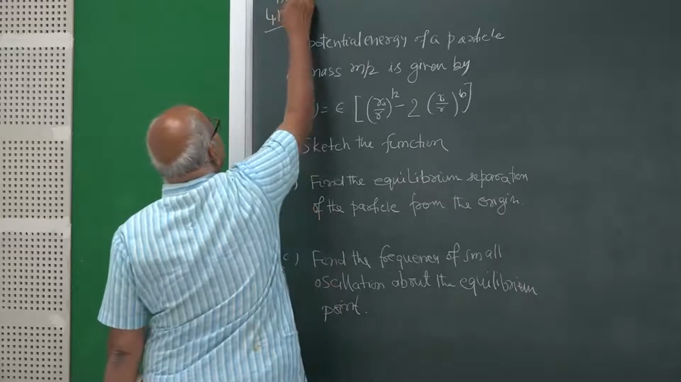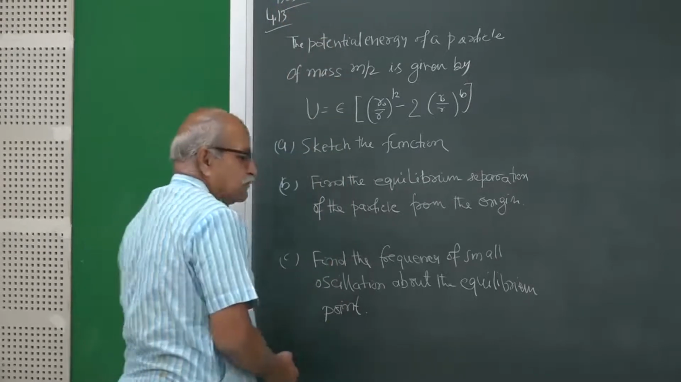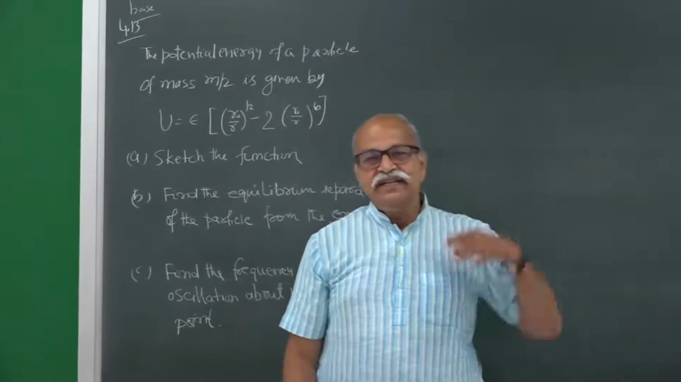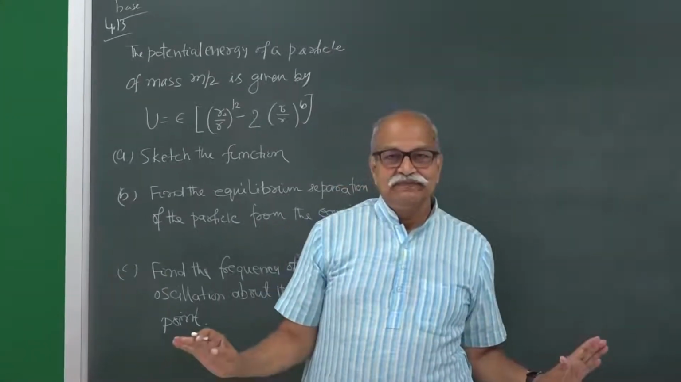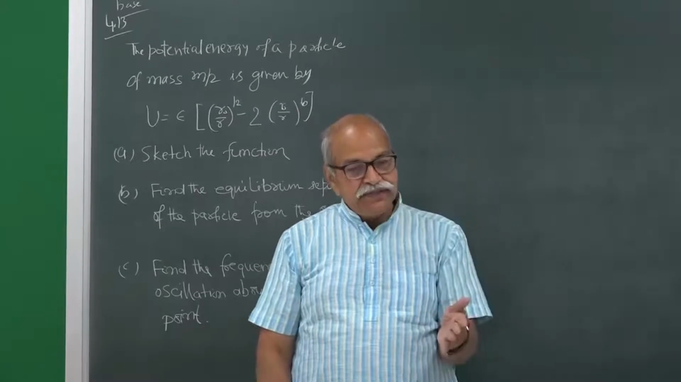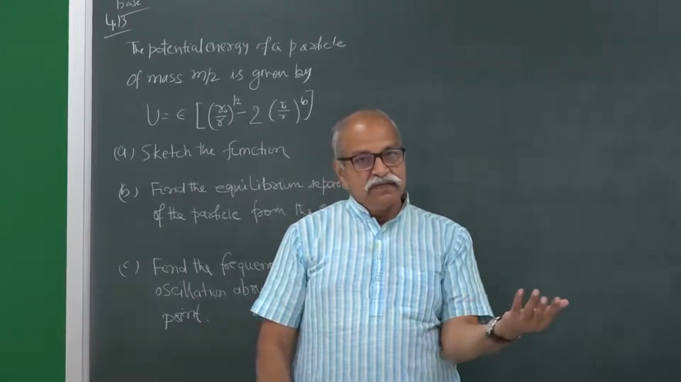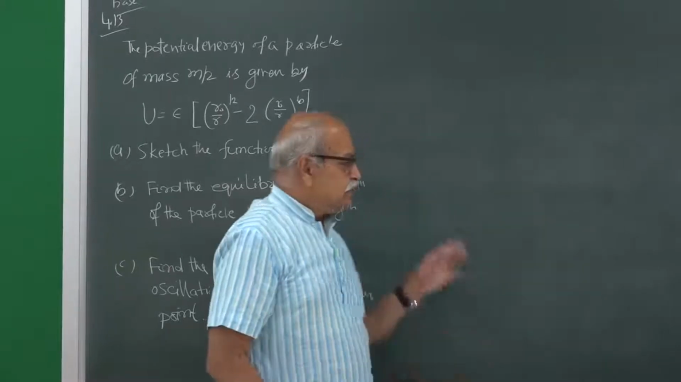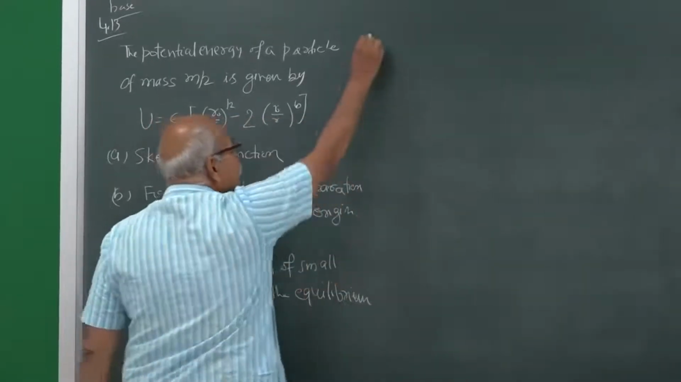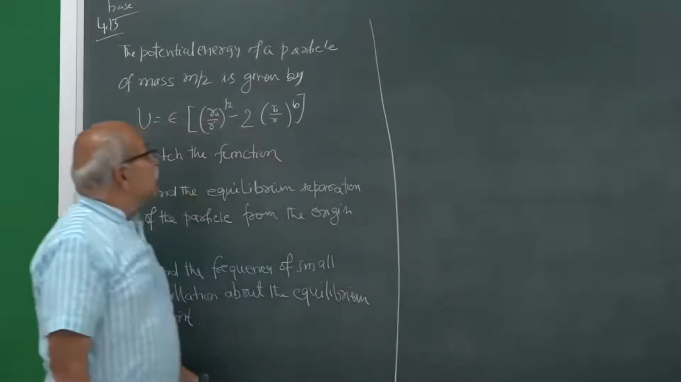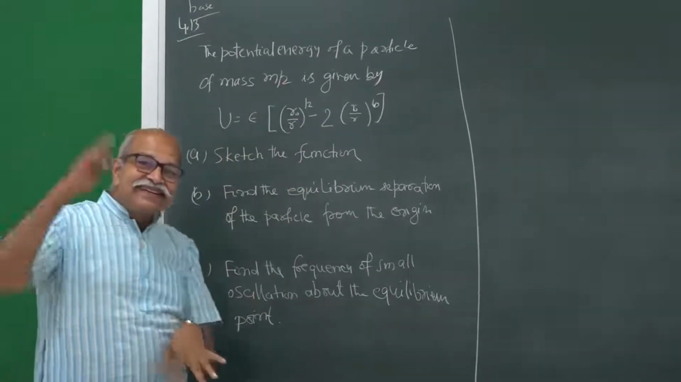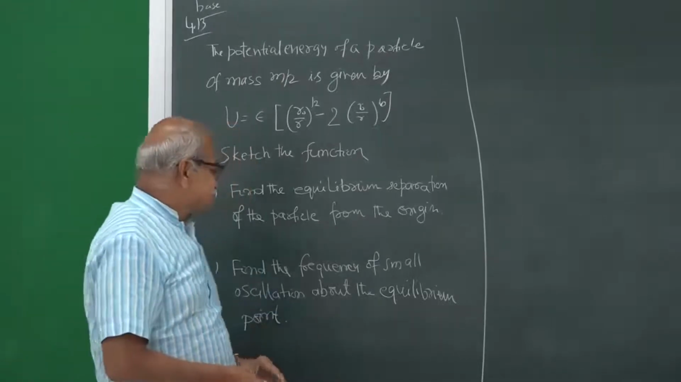So, it is based on that problem. Essentially, it is a one dimensional problem. You are talking of equilibrium position, you are talking of frequency of oscillation about that equilibrium position. You may be wondering why m by 2, why not m? That will become clear after a few lectures.